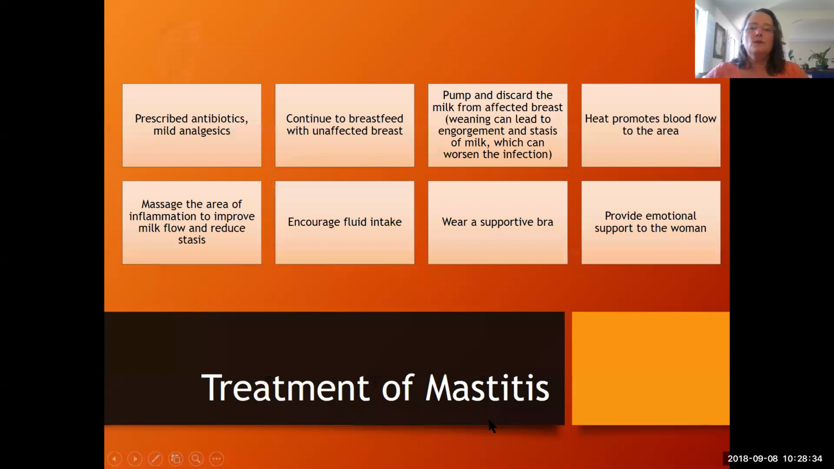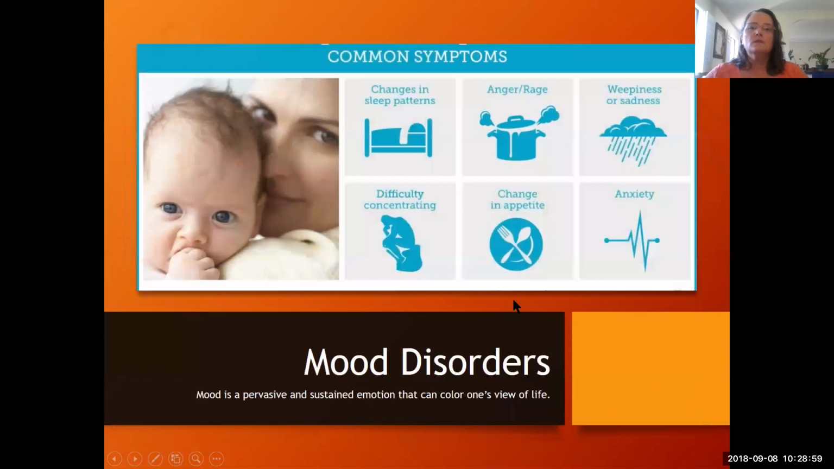So the other thing that we can do is encourage fluid intake. We want them to wear a supportive bra. This says pump and discard the milk from the affected breast. That's actually not current information. But like I said, a lot of women have a hard time feeding the milk that's coming from the breast to their baby. So that's okay. If you want to throw that milk away, you still have to keep getting it out of the breast. That's the most important. And so now we're moving on to mood disorders.